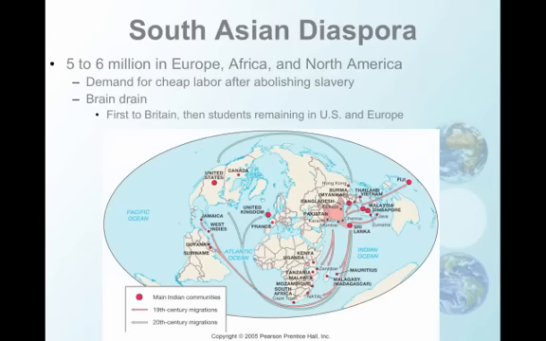Unfortunately, this map does not show you, especially here in the 21st century, the large number of South Asians going to parts of the Middle East, where, as I mentioned in previous lectures, South Asians are playing an important role in building, for example, football stadiums in Qatar, which will be hosting the World Cup in about a decade or so.